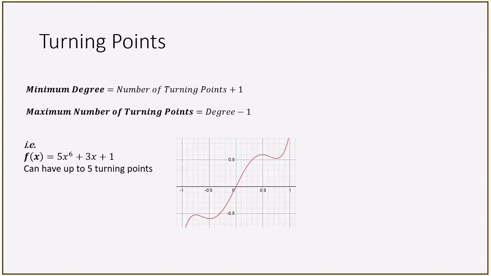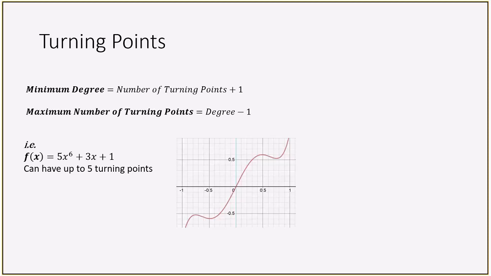So it's a helpful way to maybe check your work or think about the general shape of your graph, but it is very limiting because it doesn't guarantee that's going to be the number. You're not guaranteed to have degree minus 1 turning points. You're not guaranteed to have the number of turning points plus 1 equal to your minimum degree.